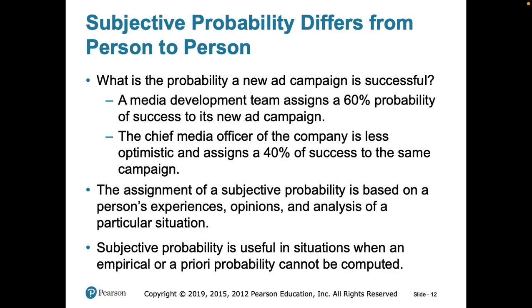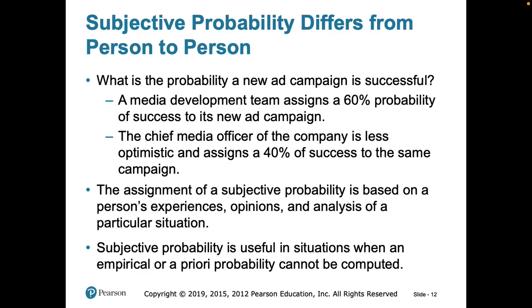Again, some people say, oh, team A has 80% probability of winning the Super Bowl. Some other people say, oh no, this team has 75%. The assignment of subjective probability is based on a person's experience, opinions, and analysis of a particular situation. So they're going to say, oh, you know what, such a player is injured, and the team struggles when it comes to rush offense, things like that. They're going to give their different opinions.